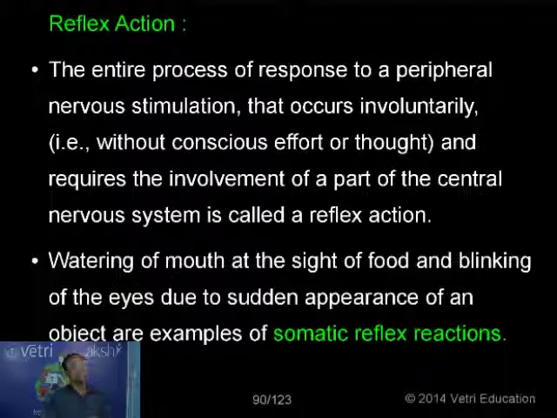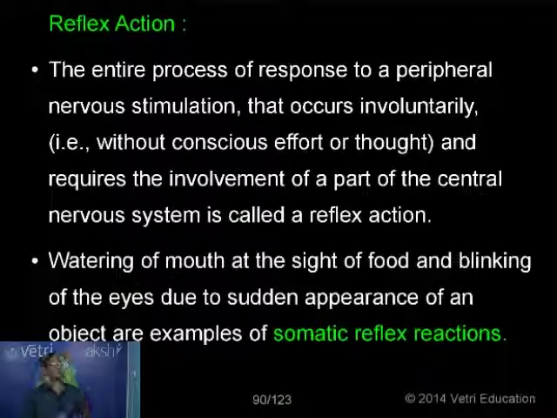Any involuntary response which requires a part of the central nervous system, where the response is actually taking place because of the peripheral stimulation. That is, when the peripheral nerves are stimulated by certain stimuli from the external environment, leading to some sort of involuntary response to that stimulation, that is called a reflex action.